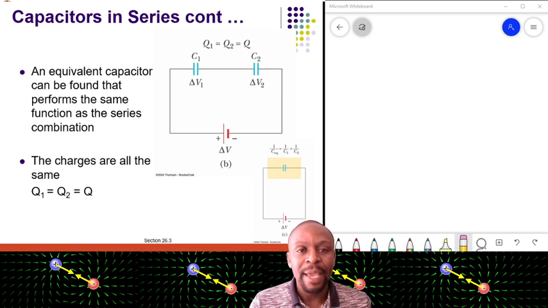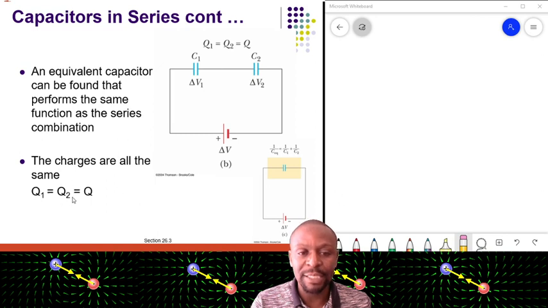Now in this case, an equivalent capacitance can be found that performs the same function as the combination of the capacitors in series. The equivalent capacitance is given by this equation here. The charges are all the same for the capacitors connected in series. Now let us try to derive this equation for the equivalent capacitance when the capacitors are connected in series.